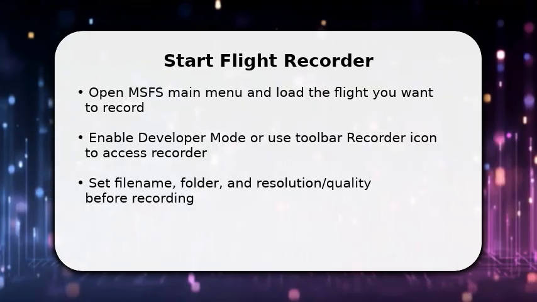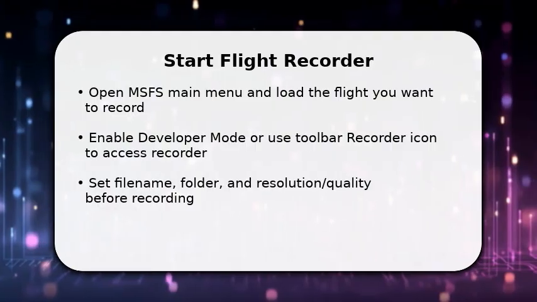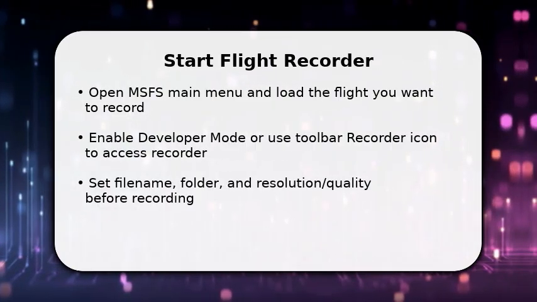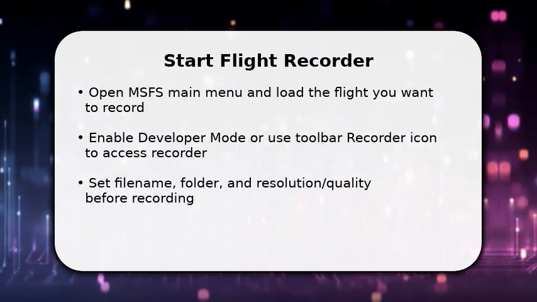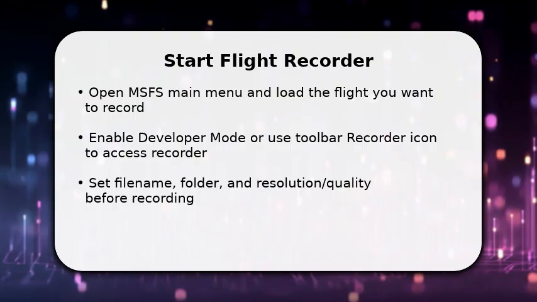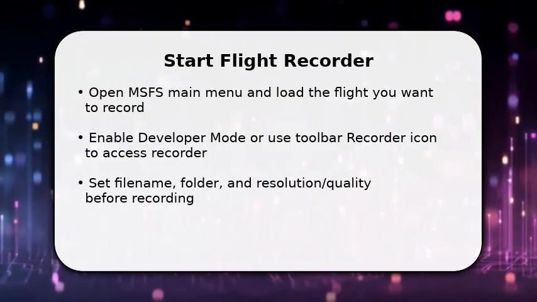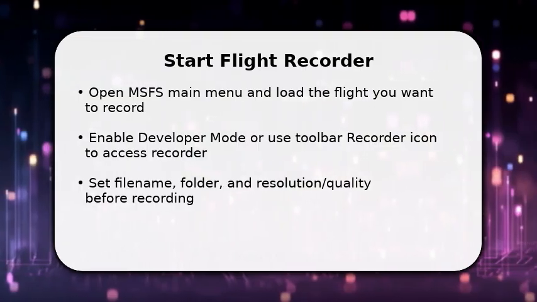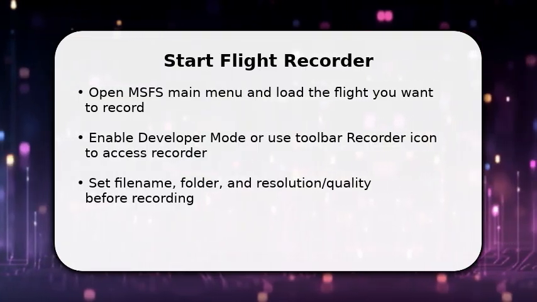You begin by launching the flight you want to capture and opening the flight recorder tool immediately. Enable developer mode if needed, or click the recorder icon on the toolbar to expose controls. Choose a clear file name and destination folder so you can find recordings later, and set resolution and quality to balance disk space versus clarity.